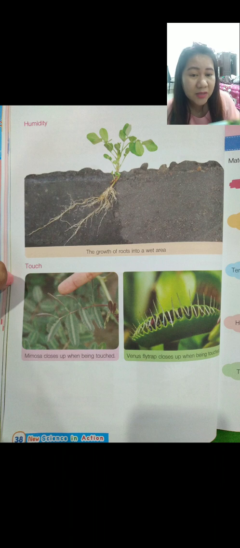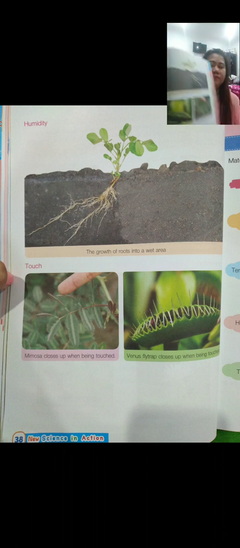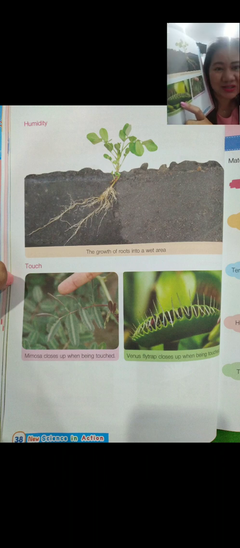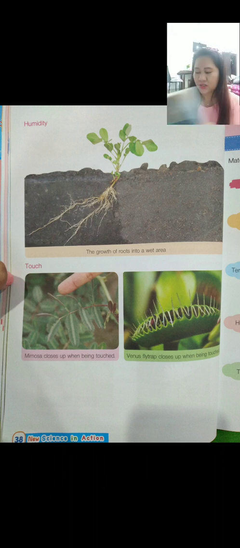Another example is the Venus flytrap. It closes up when being touched. See? These plants also respond to touch. When you touch it, it closes.